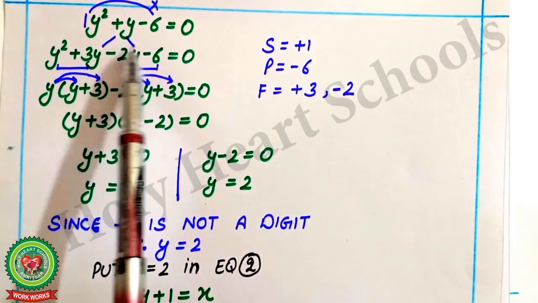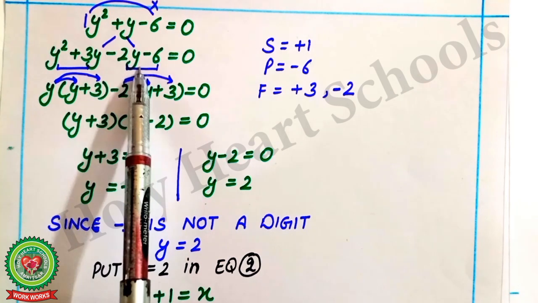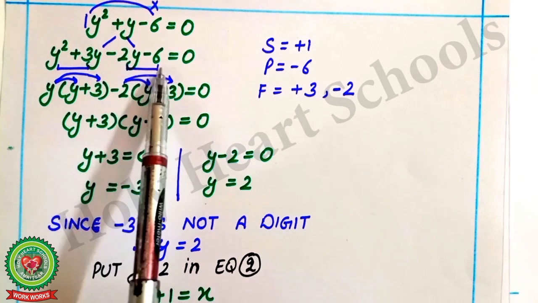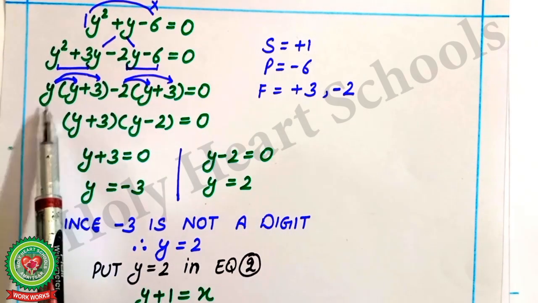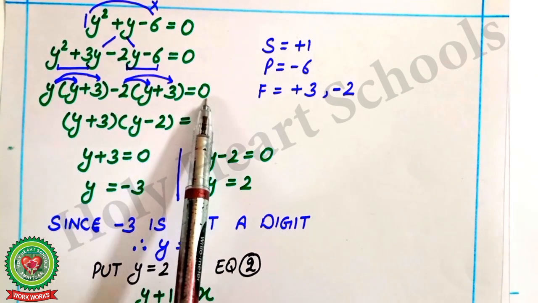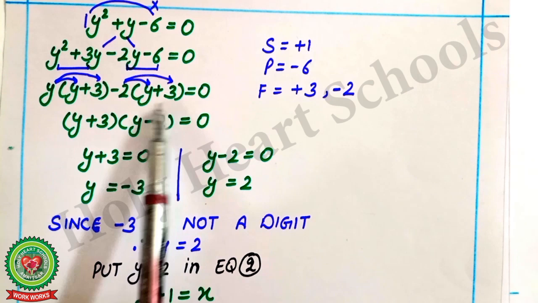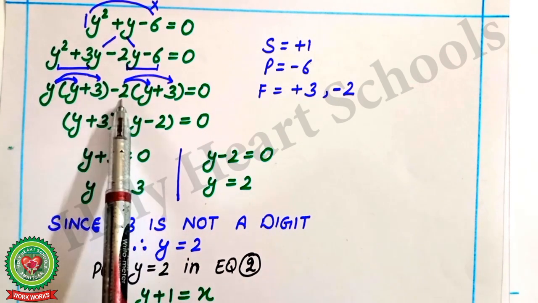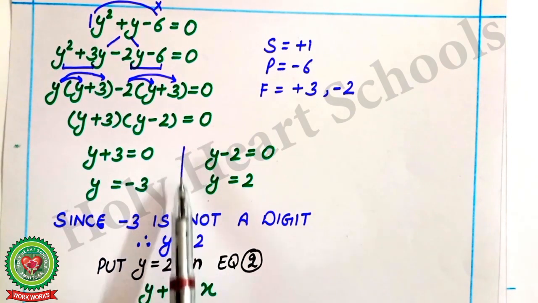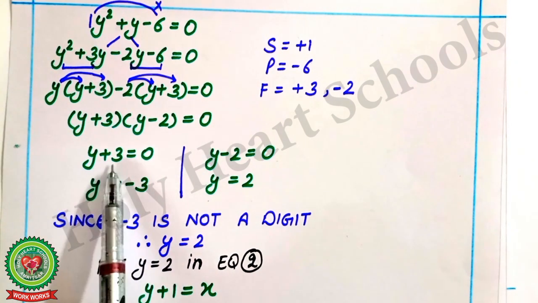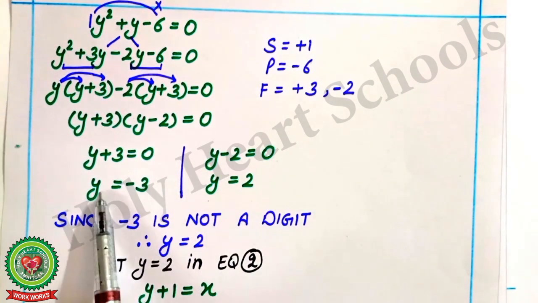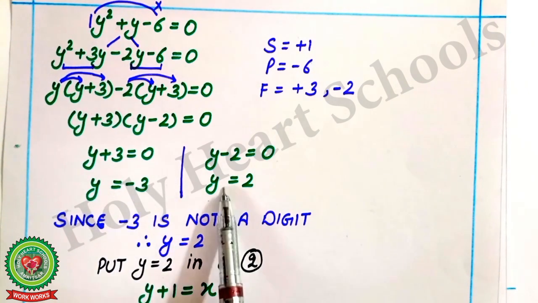Now after splitting the terms, y square plus 3y minus 2y minus 6 equals 0. Then make pairs of 2, 2. Then y is common, so y into (y plus 3). From here minus 2 is common, (y plus 3) equals 0. Now the same bracket will come one time, y plus 3, and the left out in the other bracket, so y minus 2 equals 0. Next step is either-or. y plus 3 equals 0 and y minus 2 equals 0. Then y equals minus 3 and y equals 2.